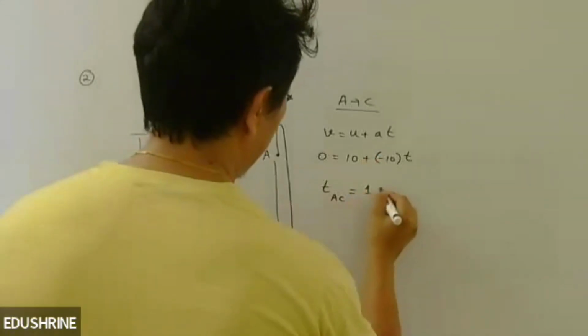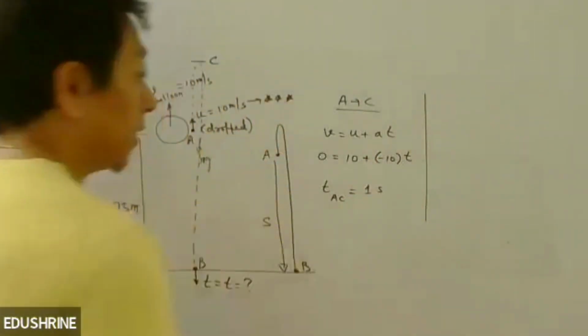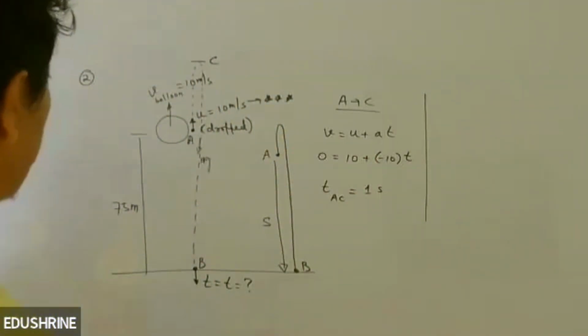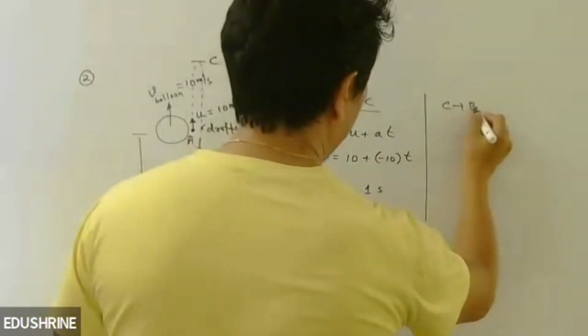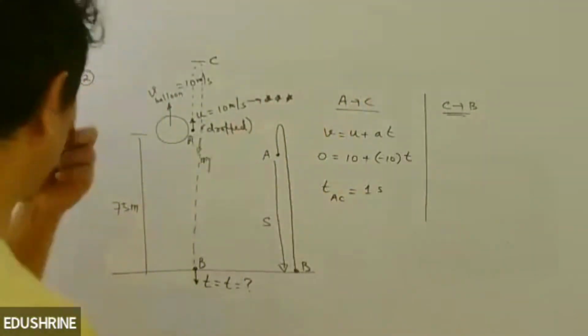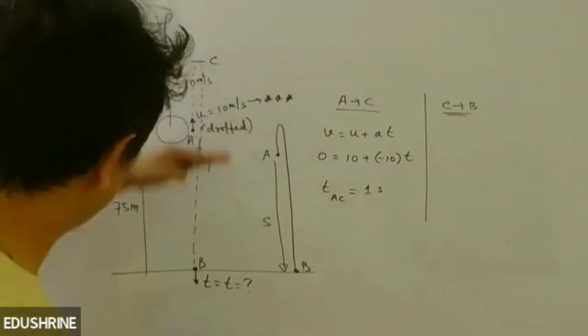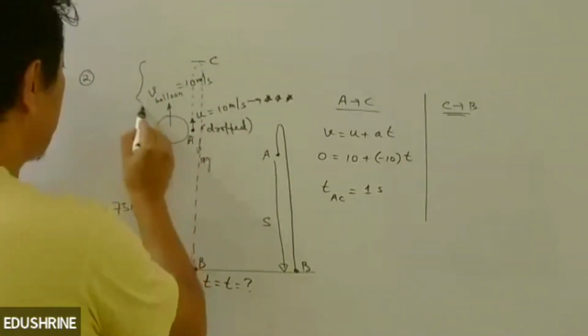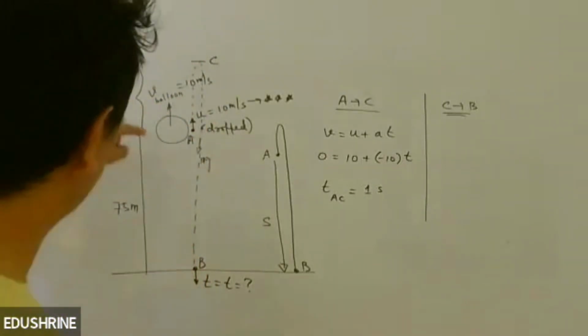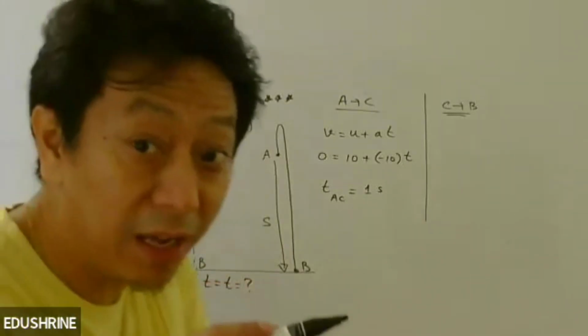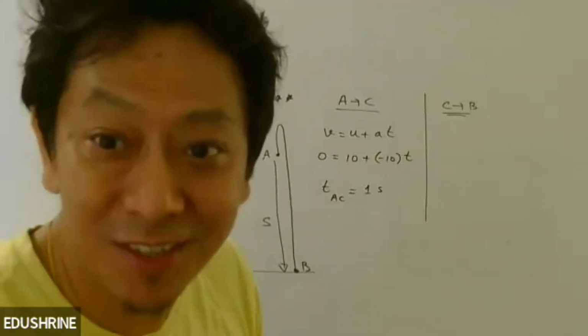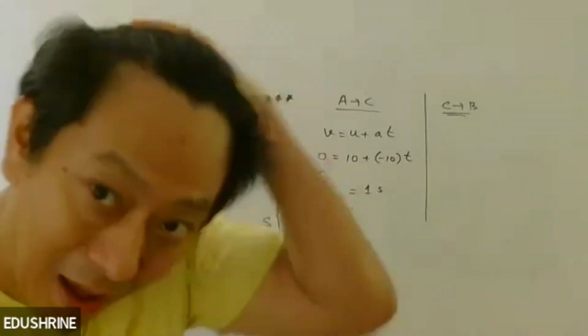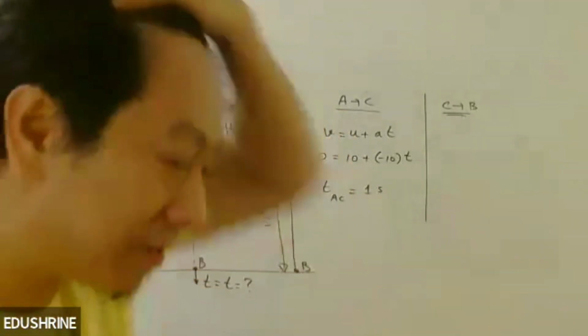So time taken is 1 second. This is from where to where? A to C. Then you do from C to B. Now C to B, you need this displacement. This much is 75. How much is this one? Let us calculate, because they may also ask you how high the stone will rise, in another question.